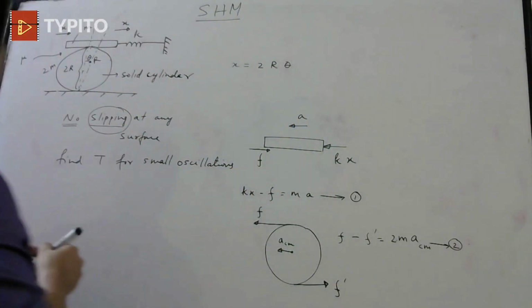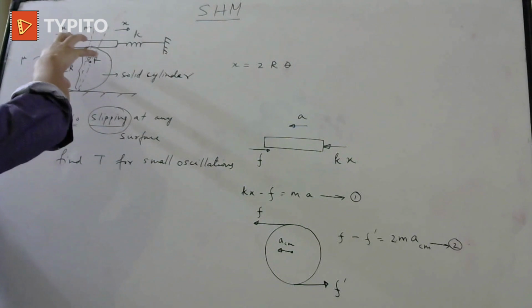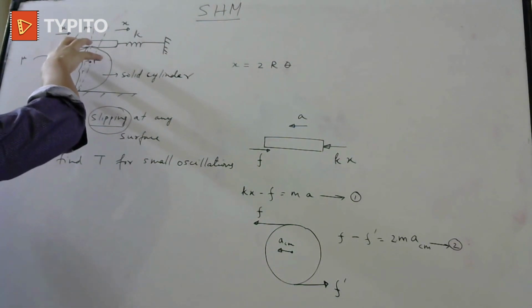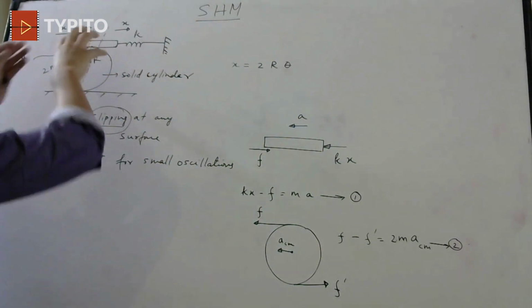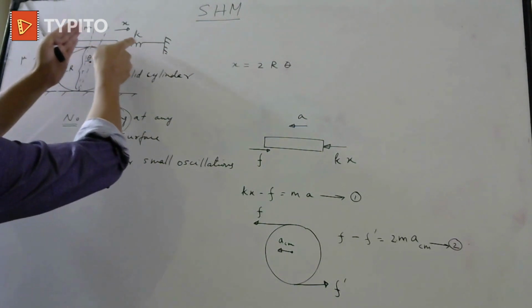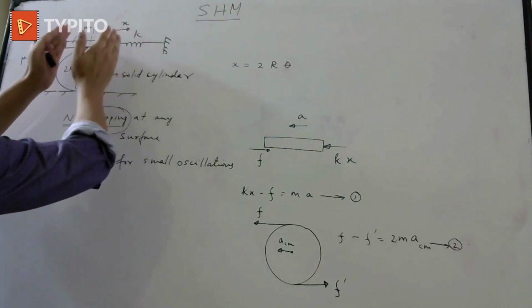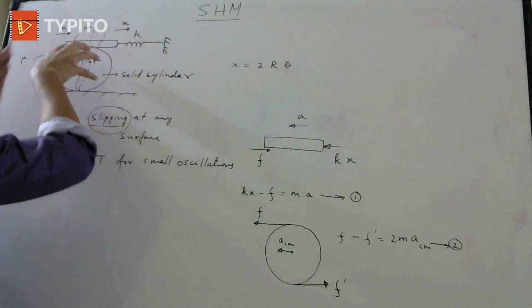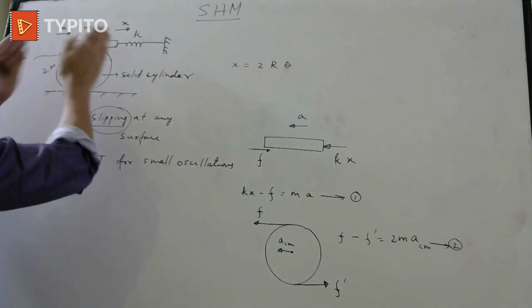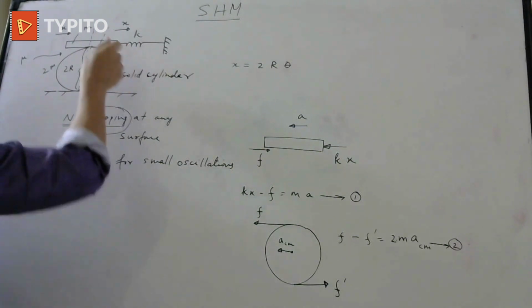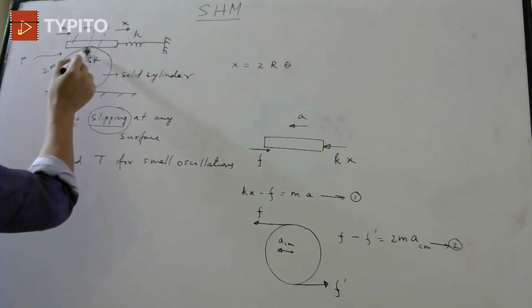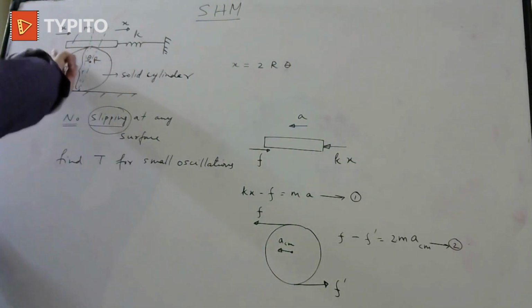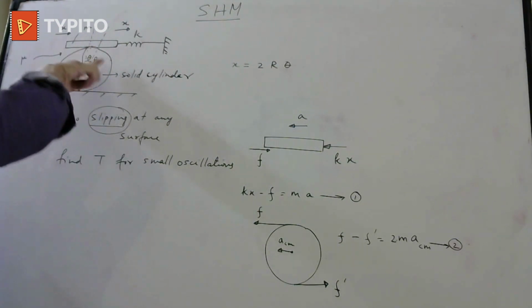But what is performing SHM is, see, the way the body oscillates, this cylinder will go like this. With that, the plank will go this way. Then it will come like this. Then it will reach mean position. Plank will come here. Then the cylinder will go this way. That time the plank will go this way, which means the spring will be stretched. So it is this angle which is oscillating this way, right? So it is angular SHM.